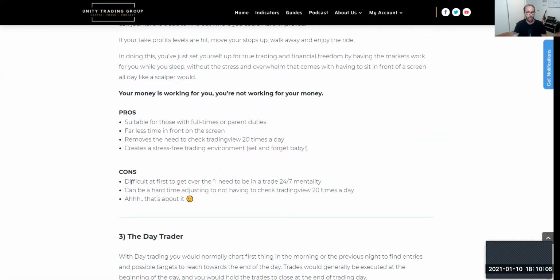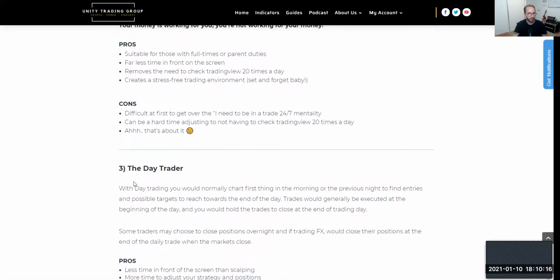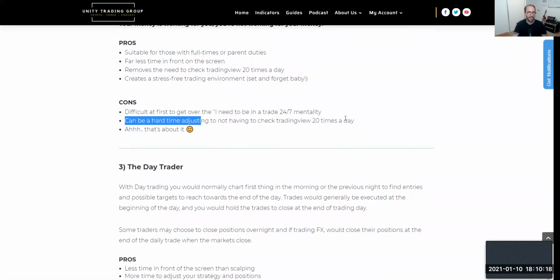So it's difficult to get over that 'I need to be in a trade 24/7' mentality. Everyone thinks you need to be in a trade. You need to revenge trade if you missed a trade. If something runs, you better FOMO into it. This eliminates a lot of that. So it can be hard to adjust to not checking TradingView 20 times a day.